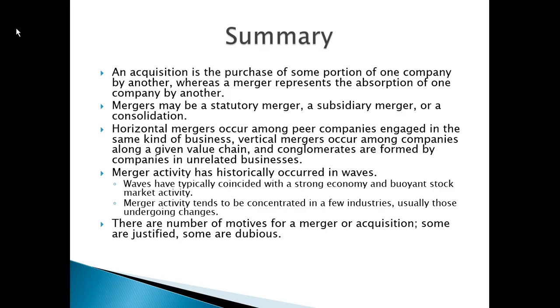And also there are horizontal mergers, which occur among peer companies engaged in the same kind of business. Mostly these companies are competitors, and if they absorb each other and form one company, this is called a horizontal merger. And then a vertical merger is among companies in the same value chain.